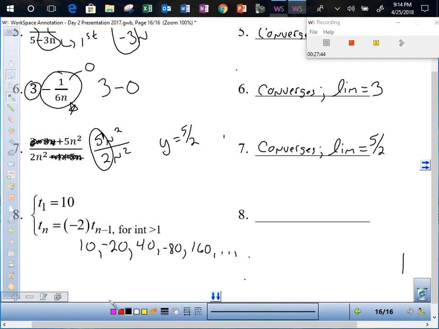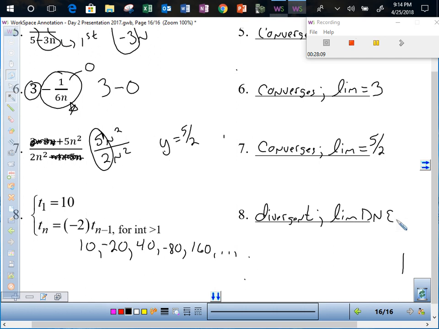They're alternating, but I'm going to go from 10 to 40 to 160, -20 to -80. So I'm not approaching a number. So this would be divergent. And the limit in this case does not exist.